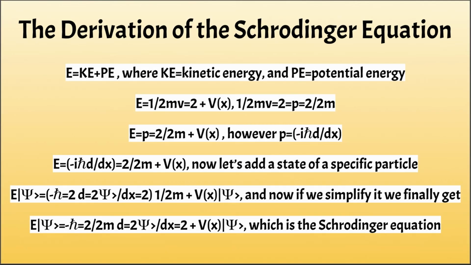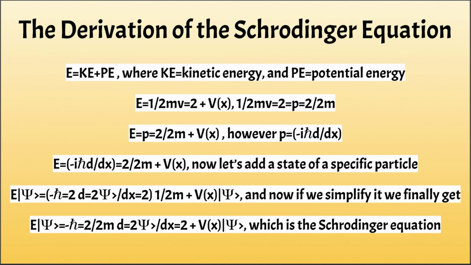We are going to be deriving it by using the energy equation, where energy is equal to kinetic energy plus the potential energy. Now kinetic energy is the same thing as 1/2 mv squared, where m is the mass and v is the velocity. For potential energy, we'll put it as a function of x. Now 1/2 mv squared is the same thing as p squared over 2m. The rest just stays the same.